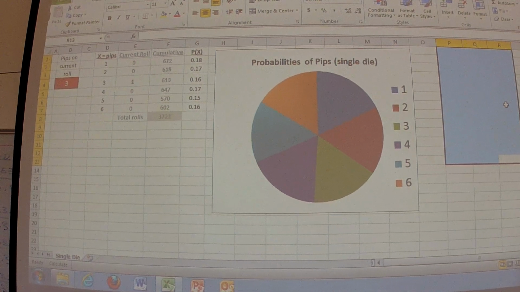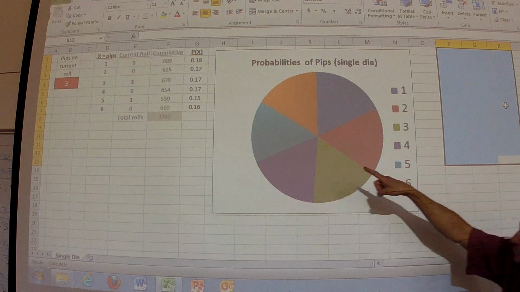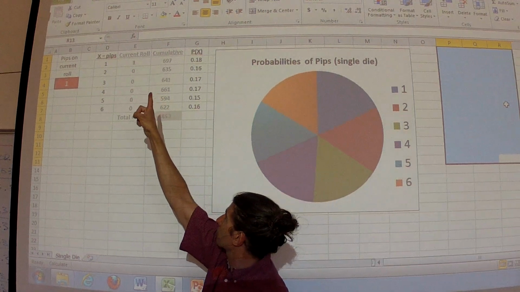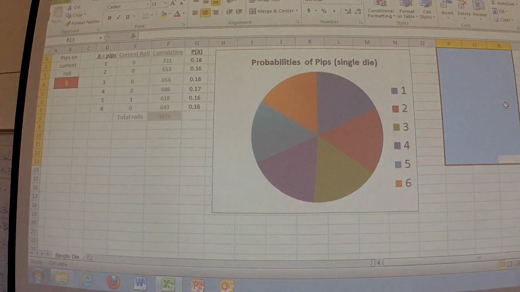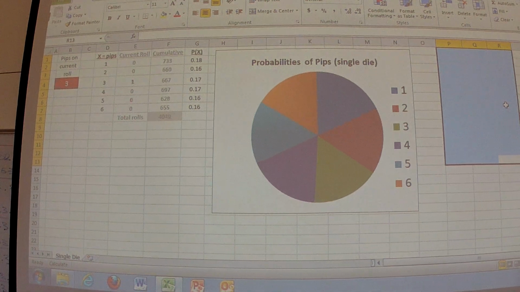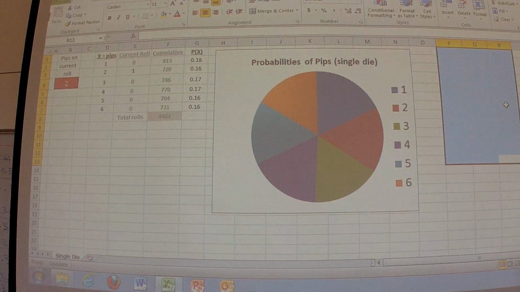After time, what's going to happen? Each of these is getting closer and closer to 1/6 of this. That's what probability means. The fraction says that, on average, this event is going to happen this often. It doesn't tell you when it's going to happen. It doesn't tell you how many times in a row it's going to happen. It tells you on average it's going to happen this often. On average. Go ahead, Lynn.